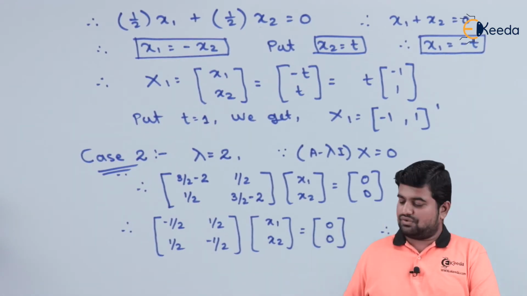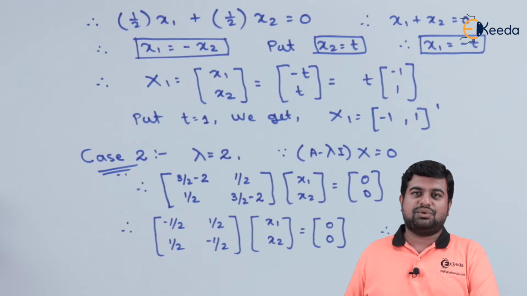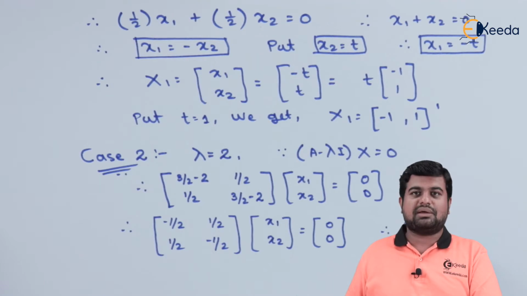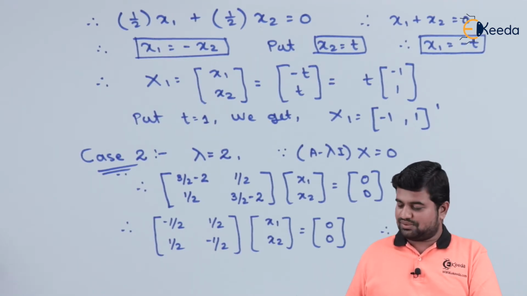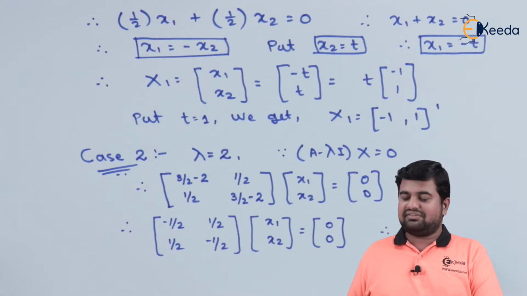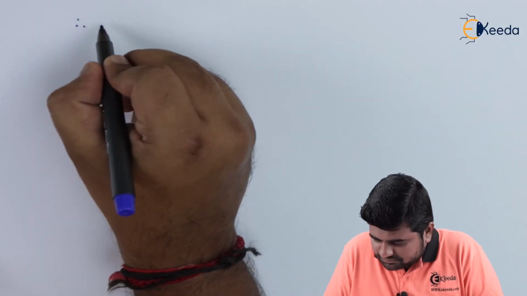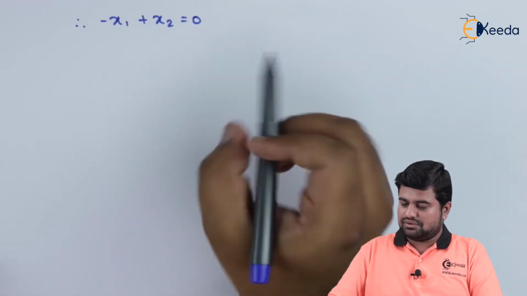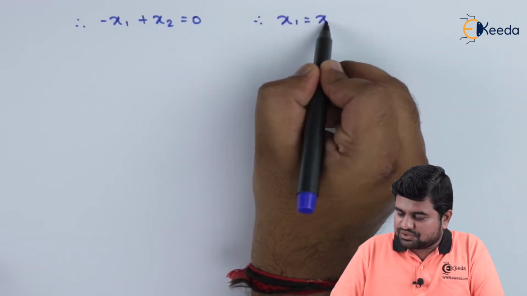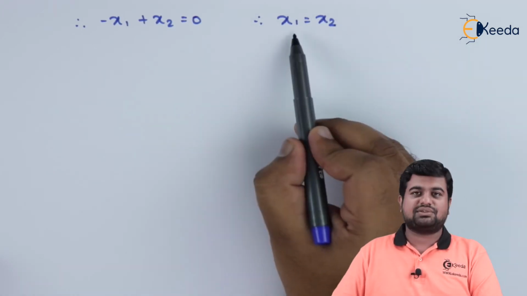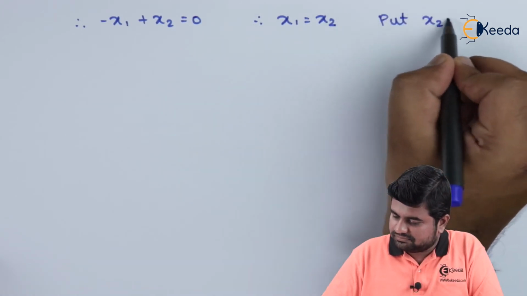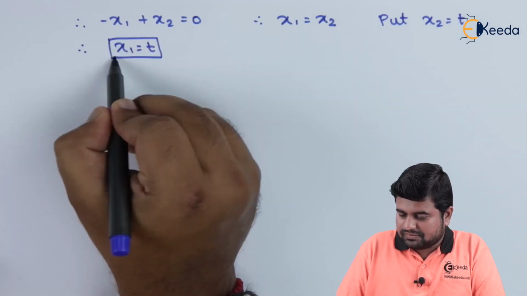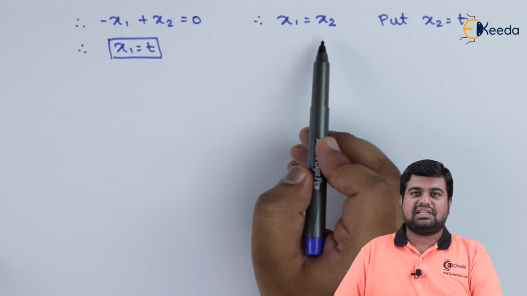So we have considered the first row, which is minus half into x1 plus half into x2 is equal to 0. I'm going to take the half common and divide by 0. So I'm going to get minus x1 plus x2 is equal to 0. Therefore, x1 is equal to x2. Let us put x1 and x2 as t. Therefore, we get x1 is equal to t as well as x2 is equal to t.